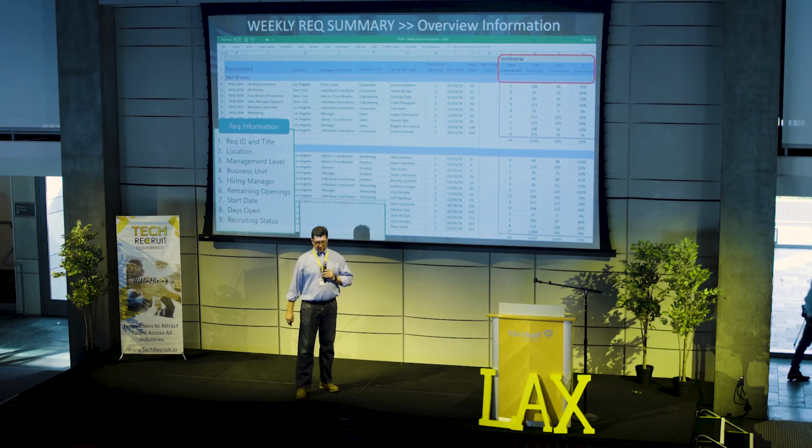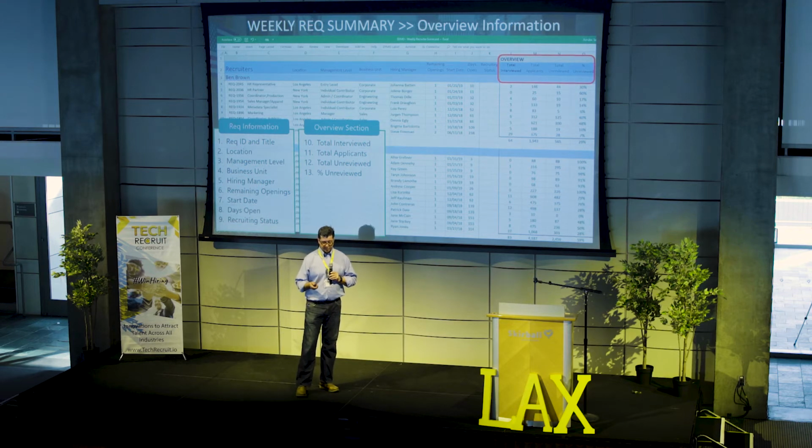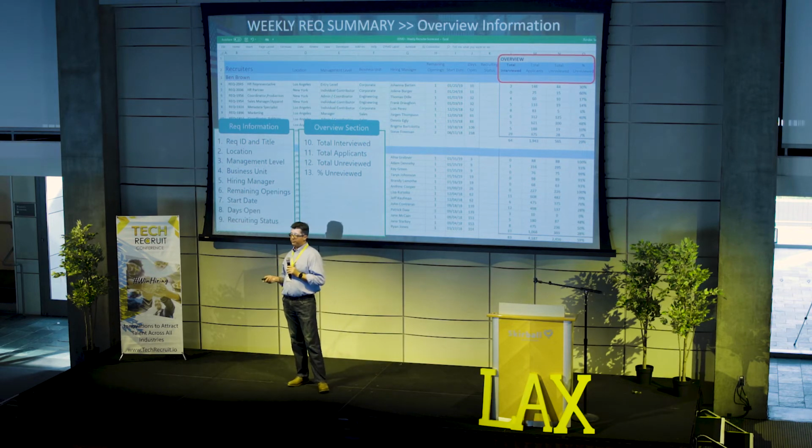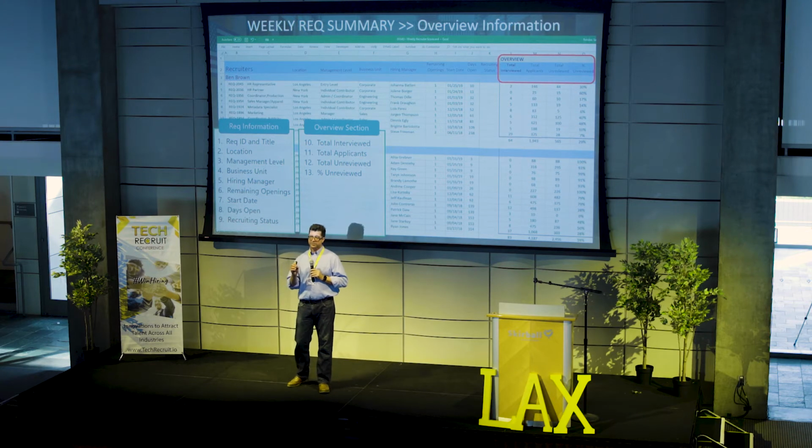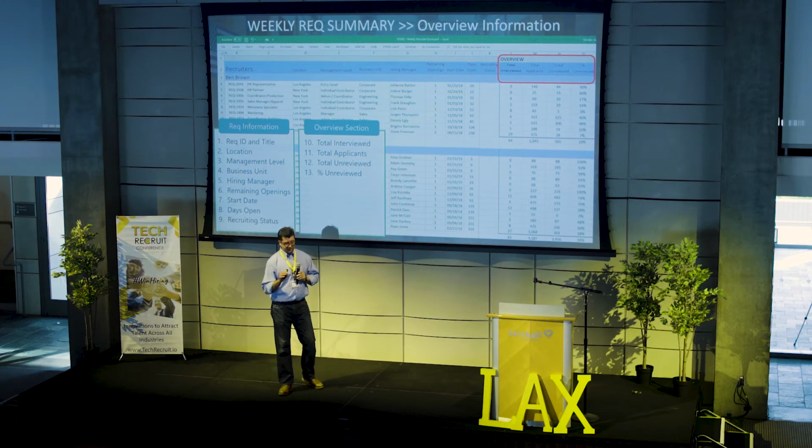The next section is the overview section. So the metrics in there are the total interviewed, total applicants, total unreviewed, and percent unreviewed. So this is just focusing on open recs. I do want to highlight what unreviewed is. So this is the resume black hole. So what unreviewed means is somebody who's applied to this rec has never even been reviewed by the recruiter. They're just sitting there at that initial stage.